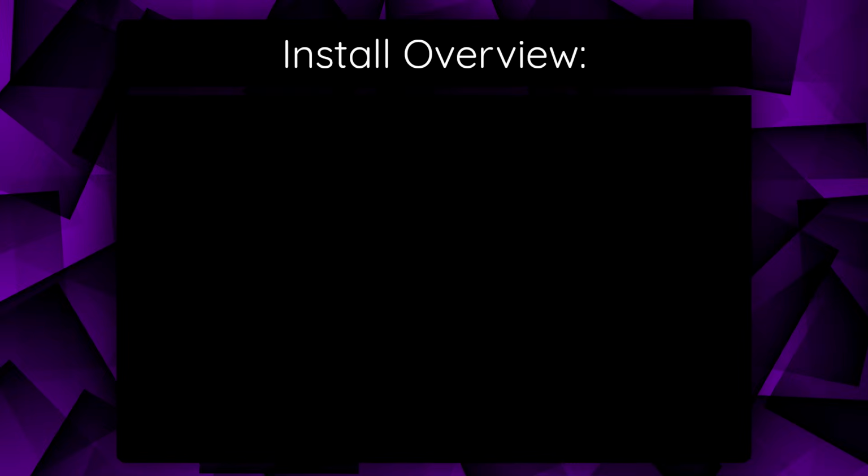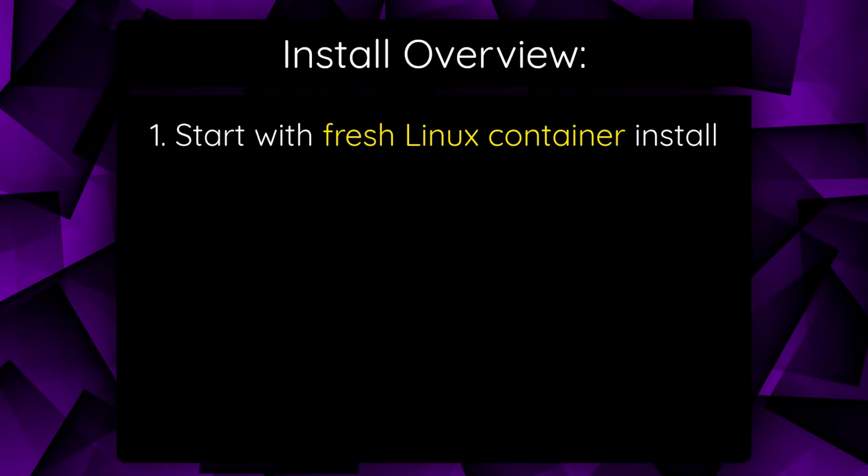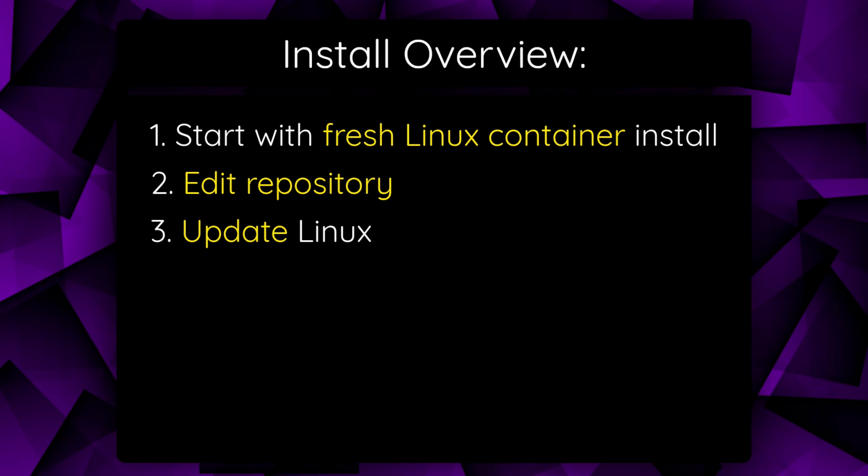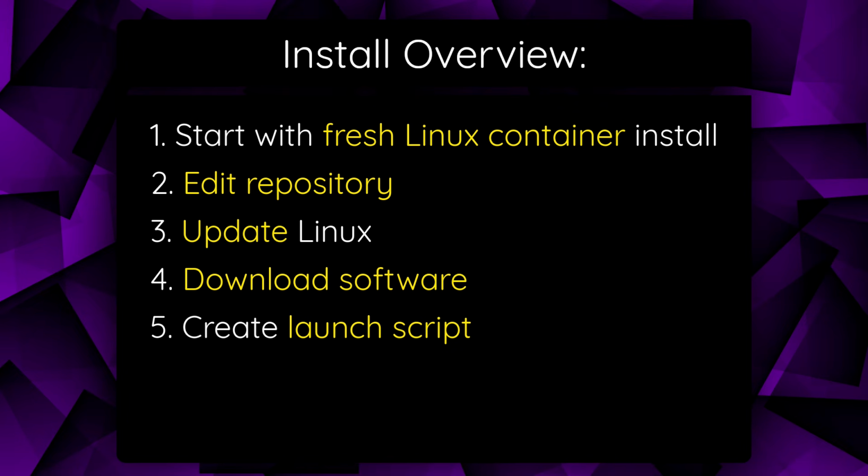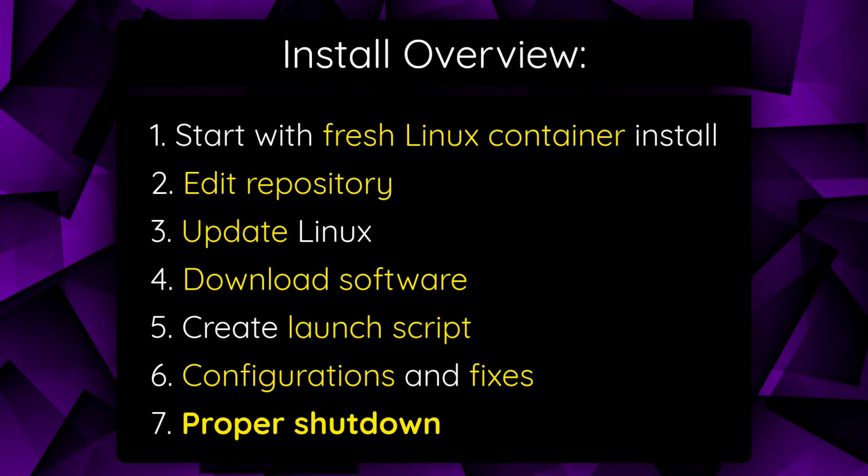For the overall install, we will first start with a fresh Linux container install. After that, we will edit the repository so that it points to Kali. Once we've done that, we will update Linux in order to turn the container into Kali. After that, we will download some software, and then we will create a launch script that we will use to start up the desktop. Once we have the desktop running, we will do some configurations and fixes. Lastly, I will show how to properly shut down Linux on a Chromebook.